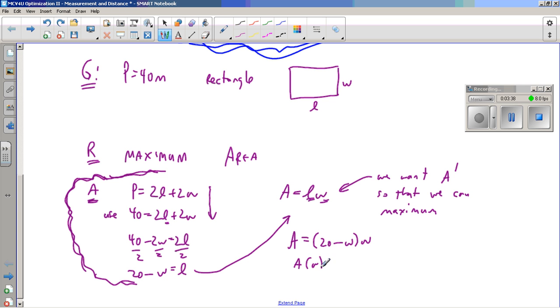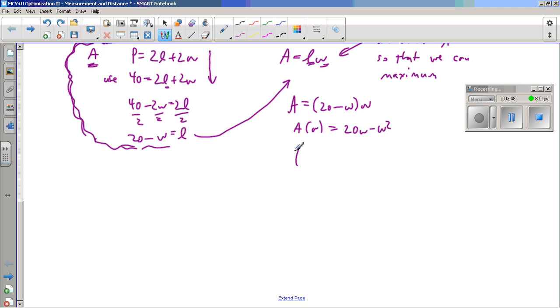Or then I have a function for the area in terms of the width, right? And now I can think of taking a derivative, right? We can take the derivative of this. And it falls out pretty quickly here.